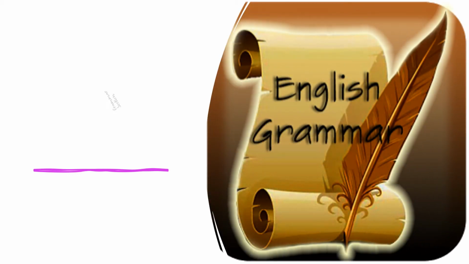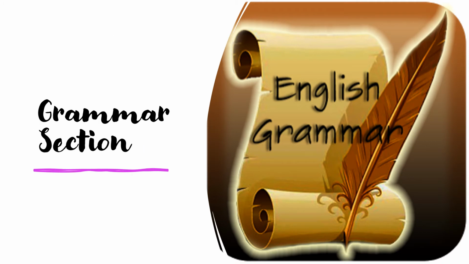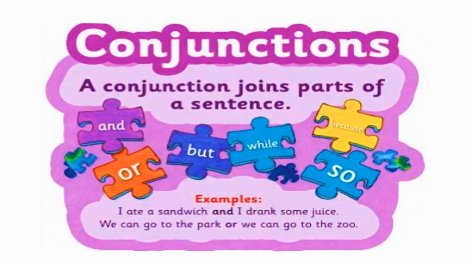Now we're going to see some grammar in the grammar section. In this case, we're going to talk about conjunctions. A conjunction joins parts of a sentence. In this case, we're going to see the conjunctions and, or, but, because, and so. For example, I ate a sandwich and I drank some juice. We can go to the park or we can go to the zoo. Now we're going to see them one by one.